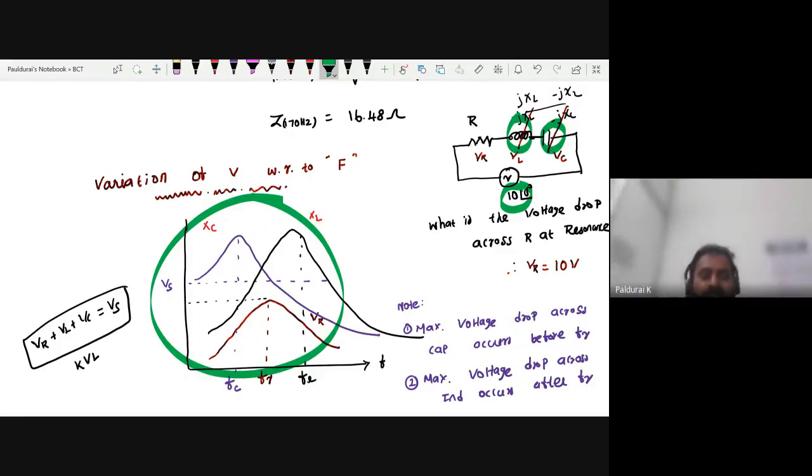I didn't complete this variation of voltage with respect to frequency. You may get a lot of doubts. Tomorrow's session I will give you the overview, then I will start the same topic, variation of voltage with respect to frequency. Then we will solve one or two problems. What is FC? What is FL? Then you will get a clear idea. But this curve is very, very important. So you know the curve for current, the curve for impedance, and the curve for voltage, right? These three are very important.